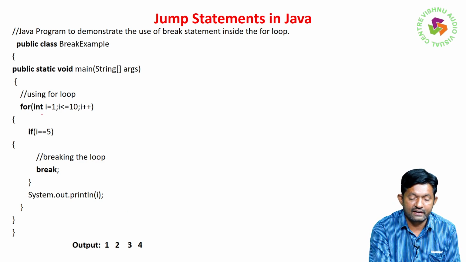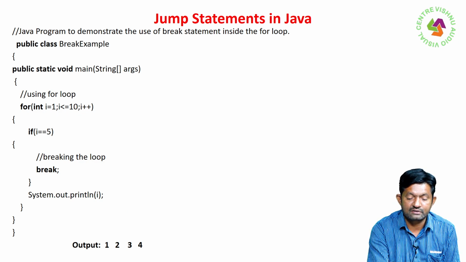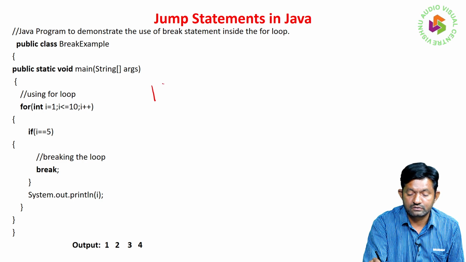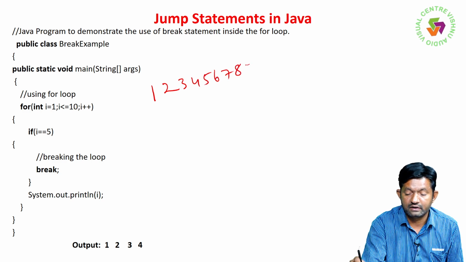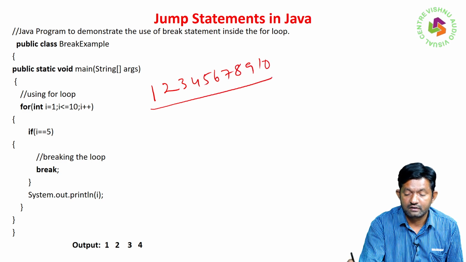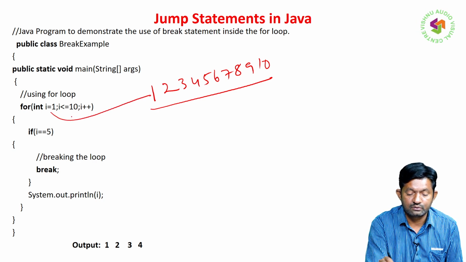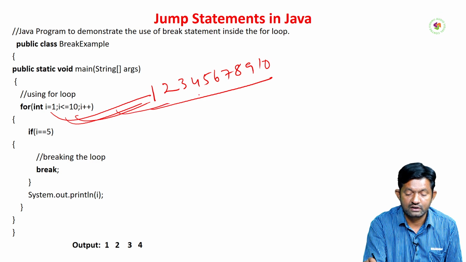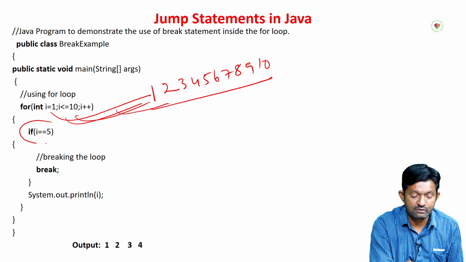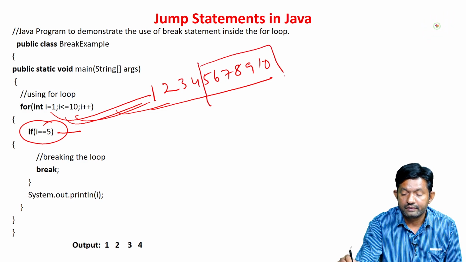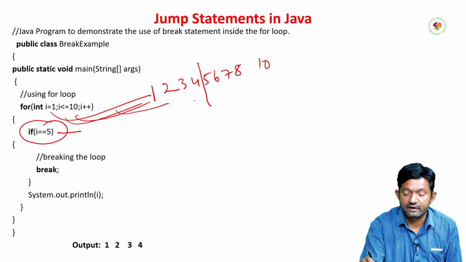So actually for i = 1, i <= 10, i++, the for loop is used for 1, 2, 3, 4, 5, 6, 7, 8, 9, 10. It is the flow of i = 1, i = 2, i = 3, i = 4, and so on, up to i = 10. But if i = 5, the condition is true, and these values will not be printed.